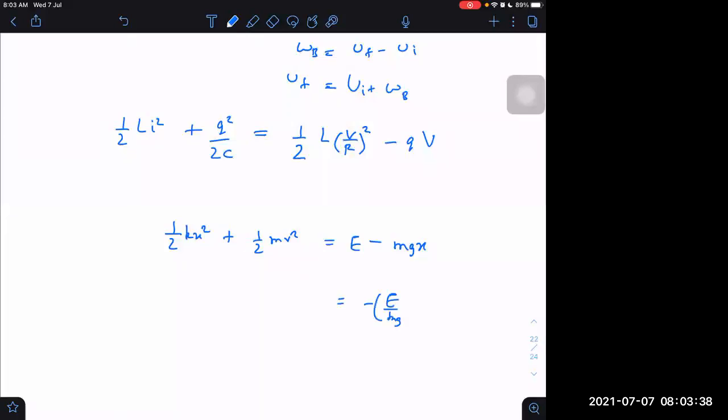No, I don't want that. I want something else. I want to write it in the form of minus k into (x minus x naught). In order to write that, what will I get? Minus mg common, into (x minus E by mg). So this E by mg is acting like x naught. It is like the shifted mean position.